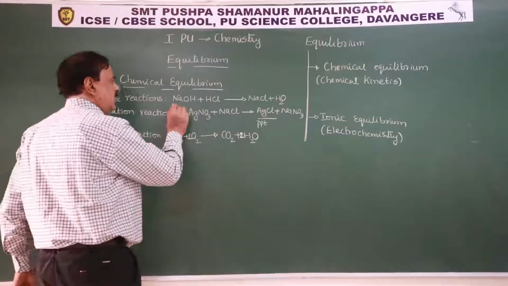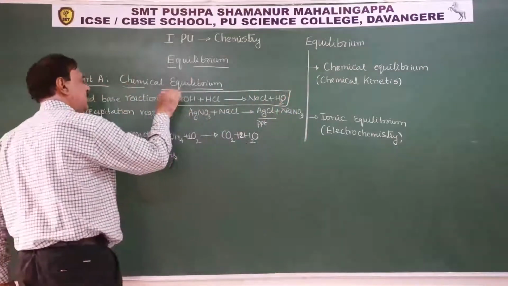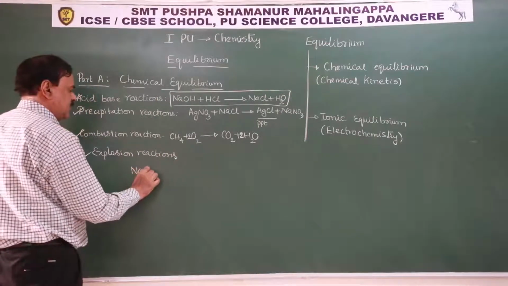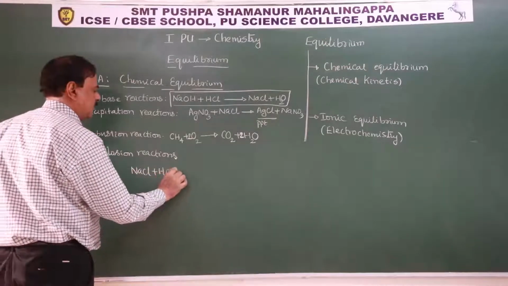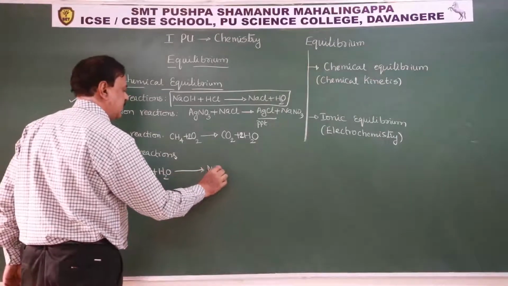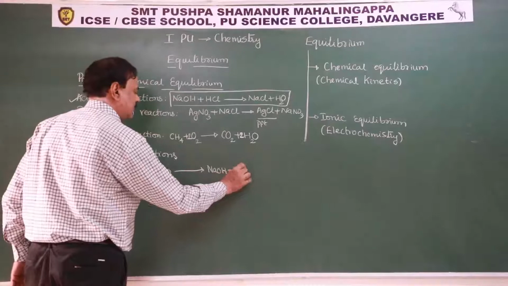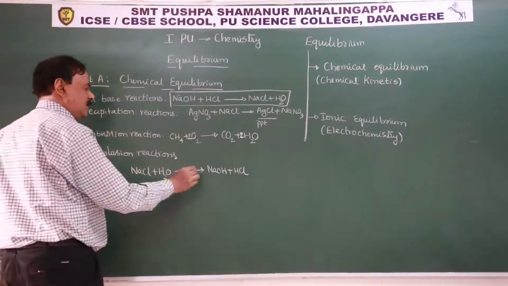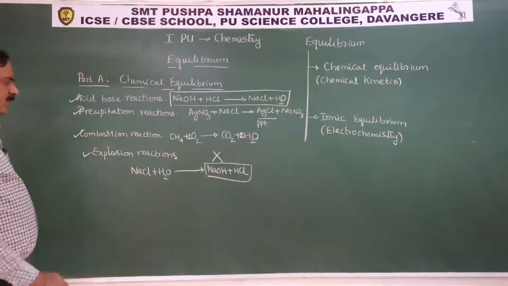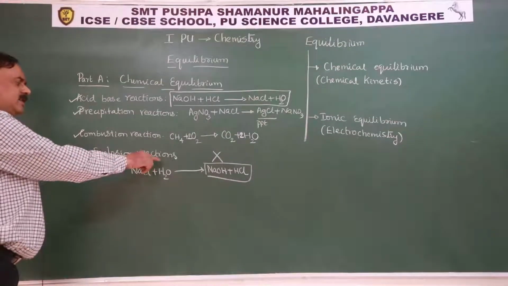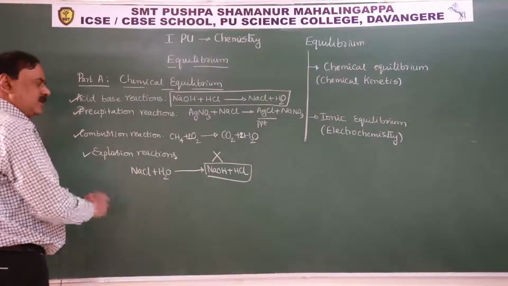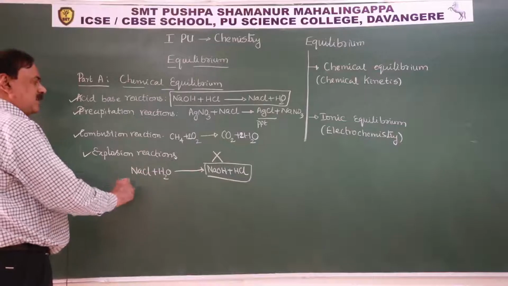Then the backward reaction is not possible in such cases. This implies that NaCl plus H2O does not give back NaOH and HCl. These products are not formed. Rather, it undergoes ionization and gives rise to Na plus and Cl minus.